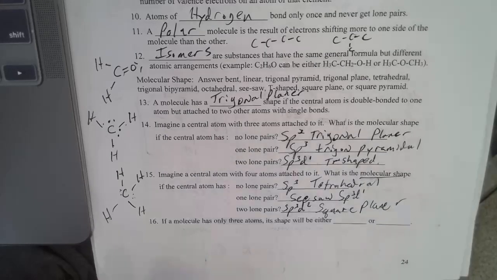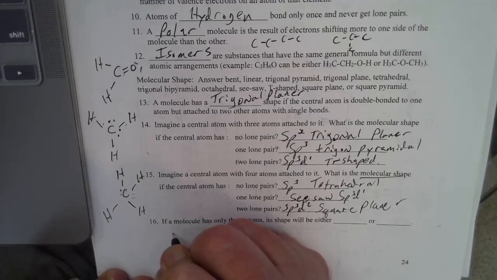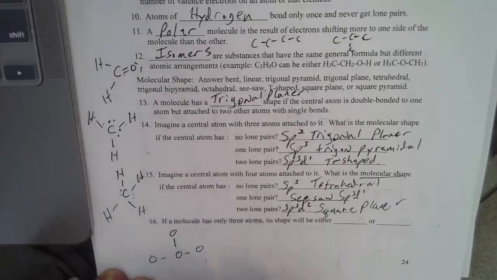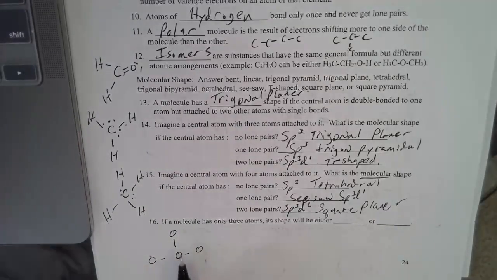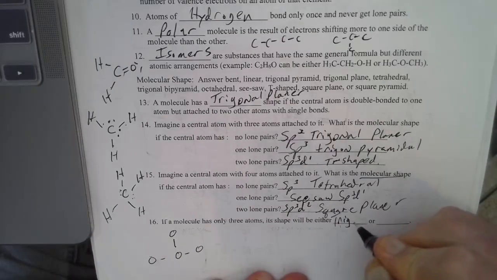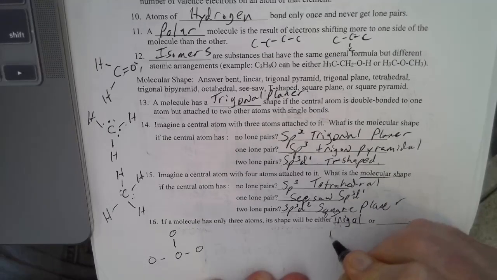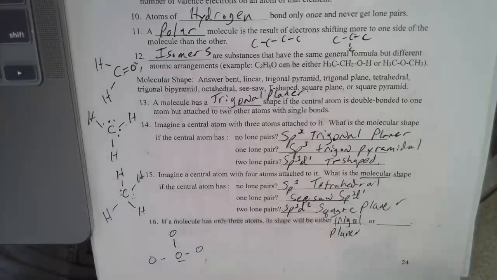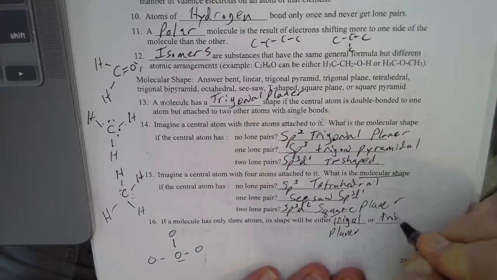If a molecule only has 3 atoms, its shape can be 2 things. I'm just going to draw circles for atoms. It can either have 0 lone pairs, which would be trigonal planar, 120 degrees for the angles there. Or if we have 1 lone pair, that would be trigonal pyramidal.